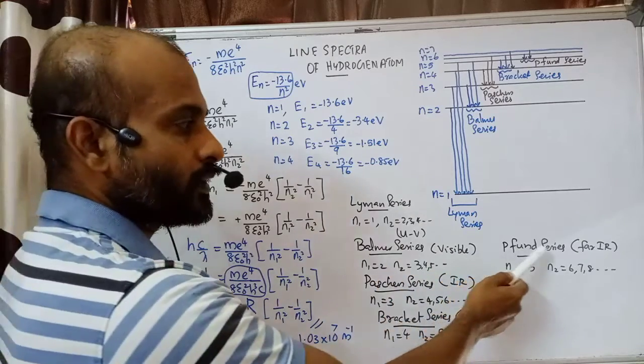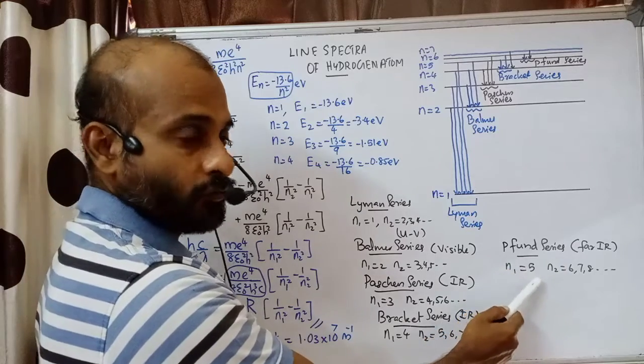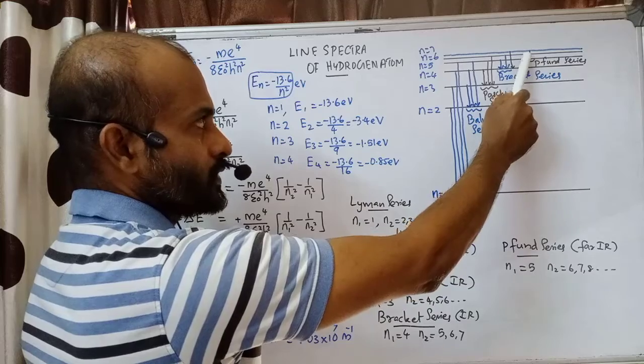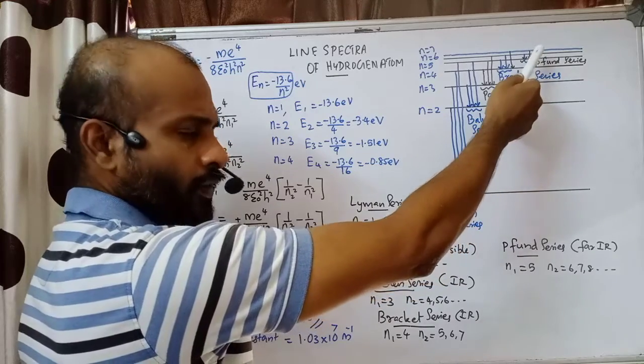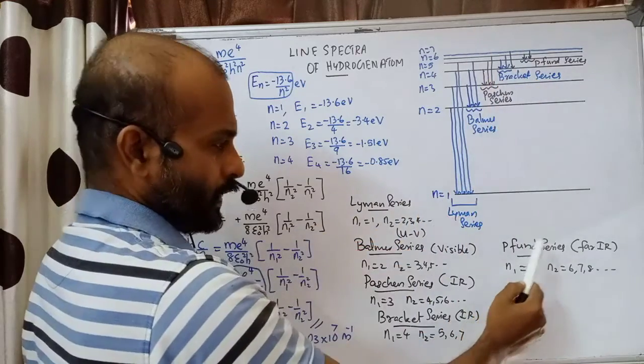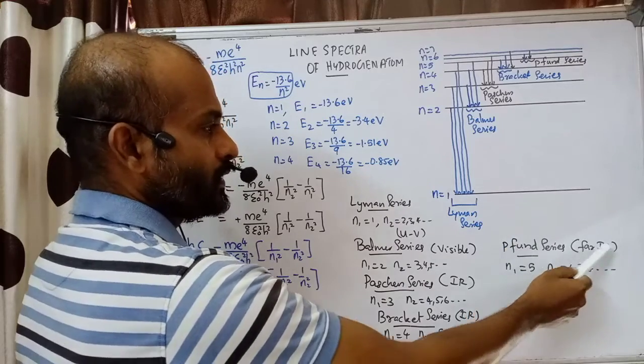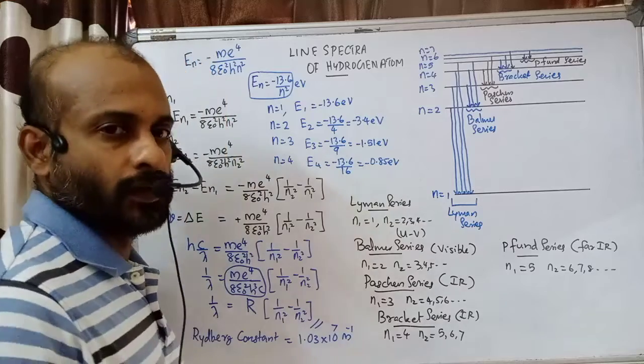Another one is called the Pfund series. In the Pfund series, n1 is equal to 5, so the lower level is 5. To level 5, transitions are from 6, 7 or 8, as I have shown there. These series are called the Pfund series. This lies in the far infrared region.